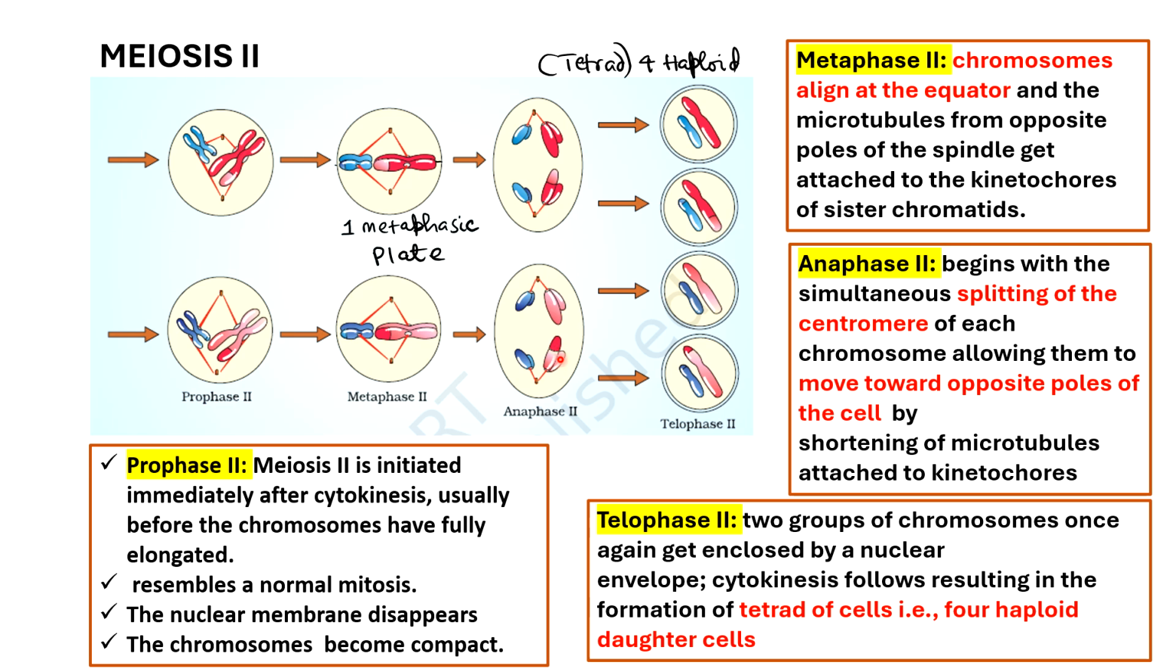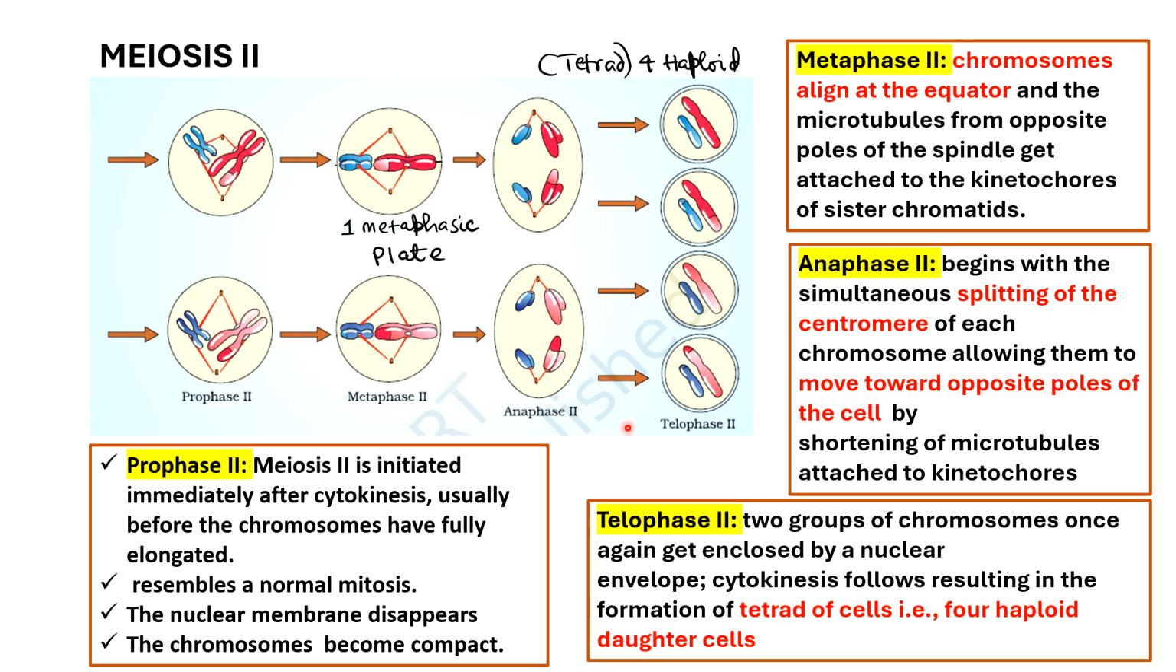What is happening in anaphase 2? Anaphase 2 begins with the simultaneous splitting of the centromere of each chromosome, allowing them to move towards the opposite poles of the cell by shortening of the microtubules attached to the kinetochore. So this is basically similar to mitotic anaphase. The centromere splits, as a result of which the spindle fibers contract and lead to the movement of the sister chromatids towards the opposite poles, right? So see, the centromere leads forward followed by the chromatid arms, right?